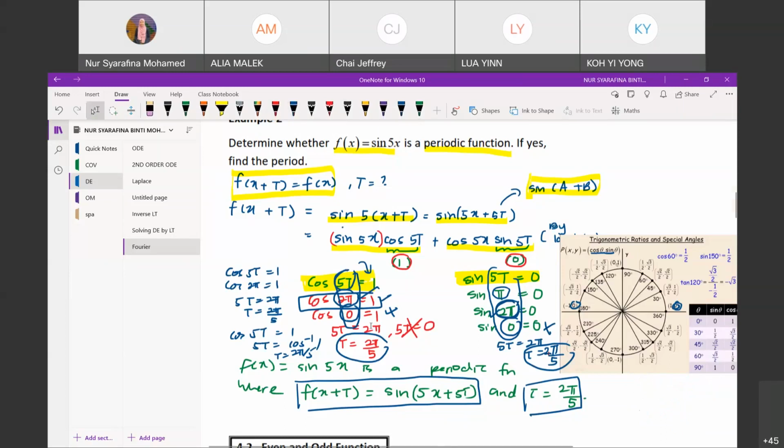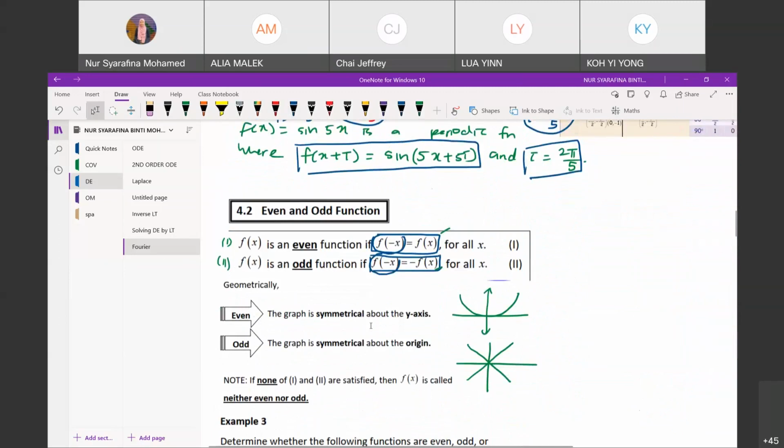All right, good question. Okay, next, even and odd. The function is even when f(-x) equals f(x), and the function is odd when f(-x) equals -f(x). By definition, it is defined by that. But geometrically, an even function is symmetric about the y-axis. So this is the example. This is the reflection line, the symmetric line here. When it is symmetric about the y-axis, then we call it even.